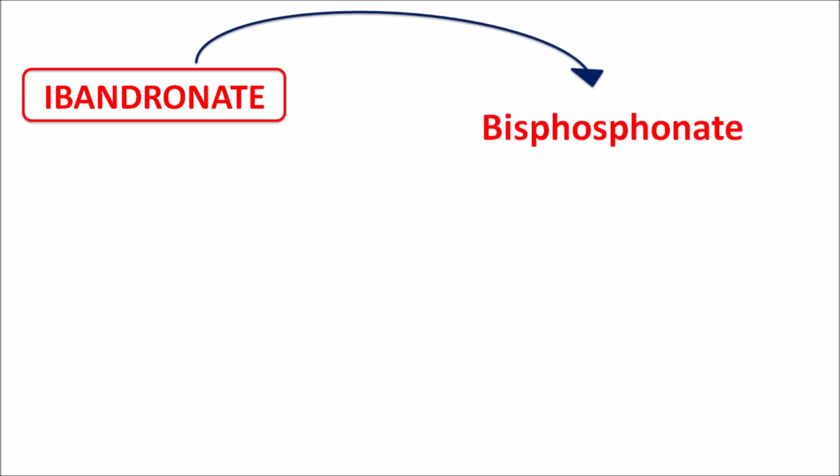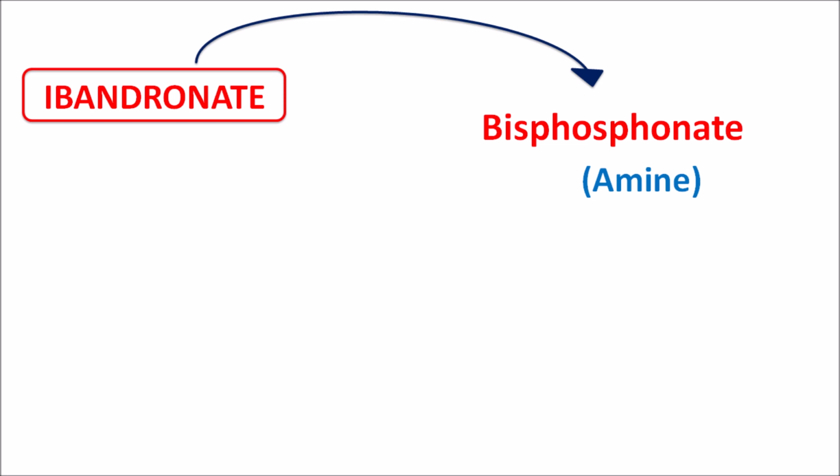Hi everyone. Today in this video we are going to discuss Ibandronate. What is this drug Ibandronate? The suffix dronate indicates that this drug is a bisphosphonate, and this drug contains nitrogen as amine. So Ibandronate is an amine containing bisphosphonate.